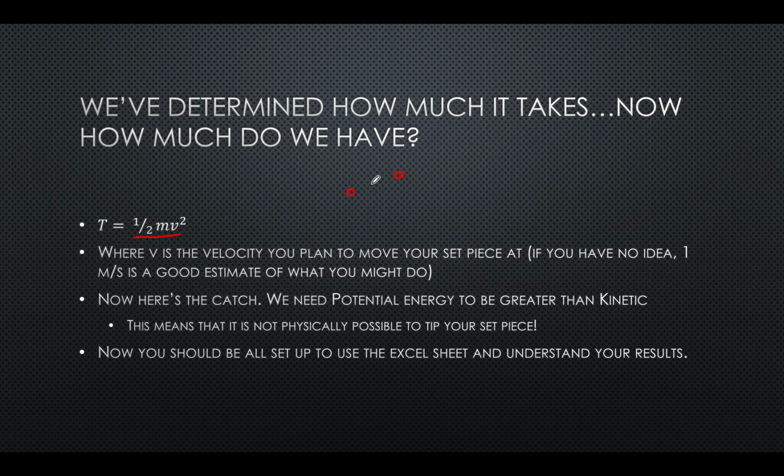So this is something really, really cool. A way that we can, directly through the dynamics of our system, say, hey, it is physically impossible under normal operating circumstances to tip this piece in its operative performance. So that's our explanation. You should be all set up now to use the Excel sheet. For this, you'll use the mass that you estimate for your piece, as well as the velocity that you estimate for your piece. And like I said, use 1 meter per second if you don't have any clue how quickly you need to move that on or off the set piece.